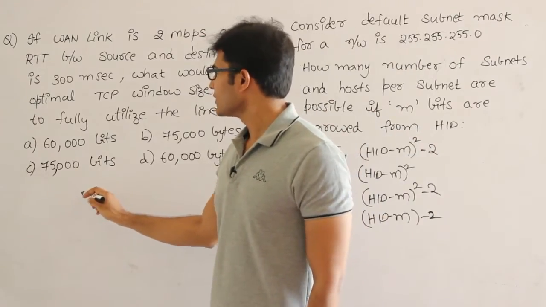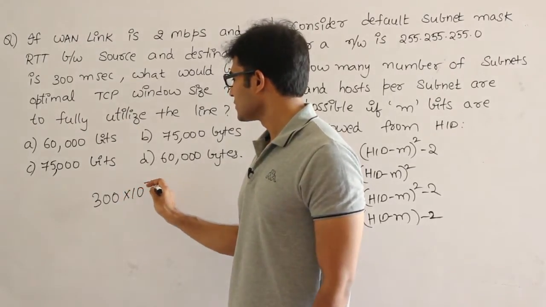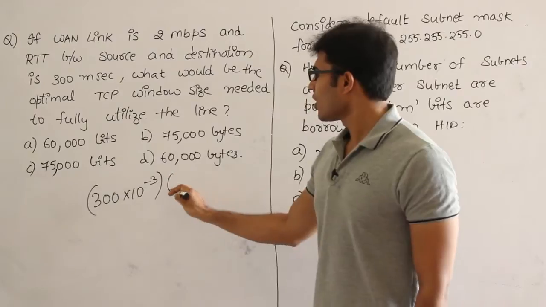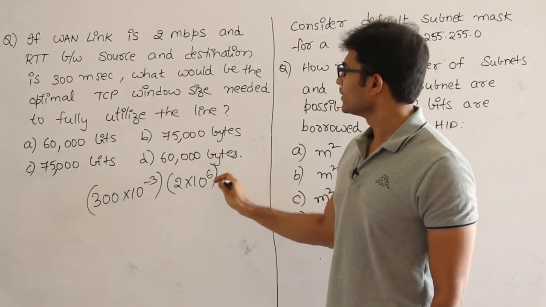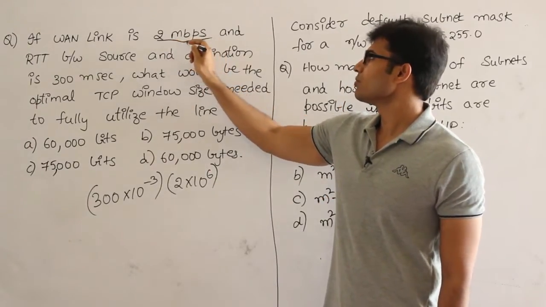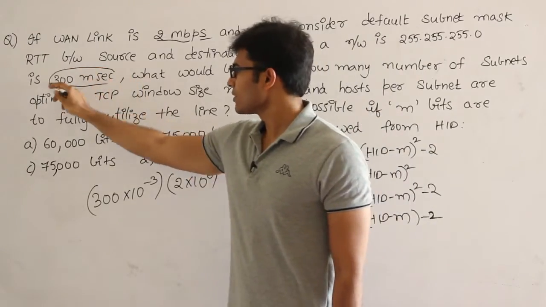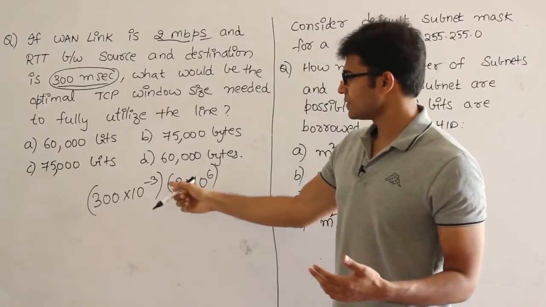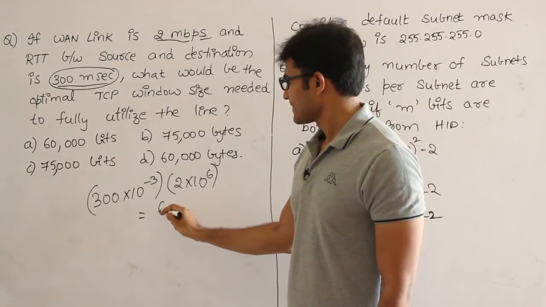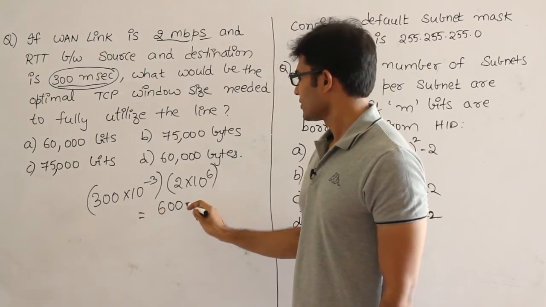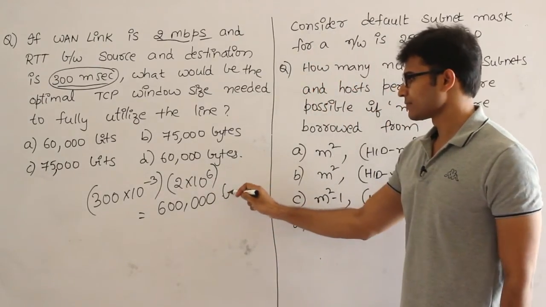So in order to completely utilize it, for all the 300 milliseconds we should keep the link busy, which means in 300 milliseconds how many bytes, or how many bits, could we send? 2 into 10 power 6. See, it is saying that in 1 second we could send 2 megabits, and how much time do we have? 300 milliseconds. Therefore in this 300 milliseconds the amount of data we could send is this much, right? So if you calculate it, I think it will come around 600,000. So it would be 6 lakh bits.